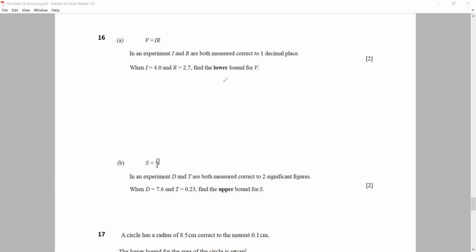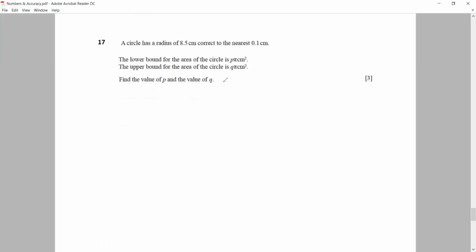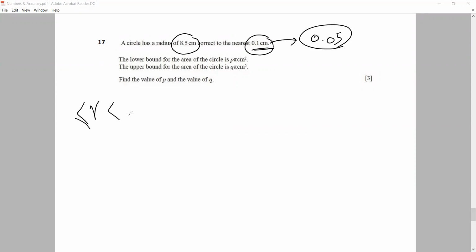number 17. I believe there is one more to go. So a circle has a radius of 8.5 cm, correct to the nearest 0.1 cm. This is the thing that helps us to find the upper and lower bound. You divide this by 2, you get 0.05. So you add it to this number. So the radius is basically between 8.45 and 8.55. So this is the lower bound, this is the upper bound.